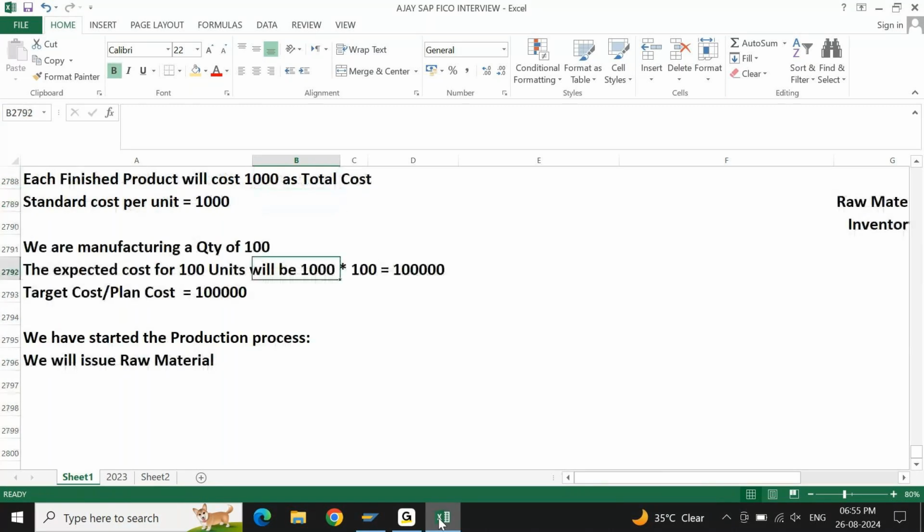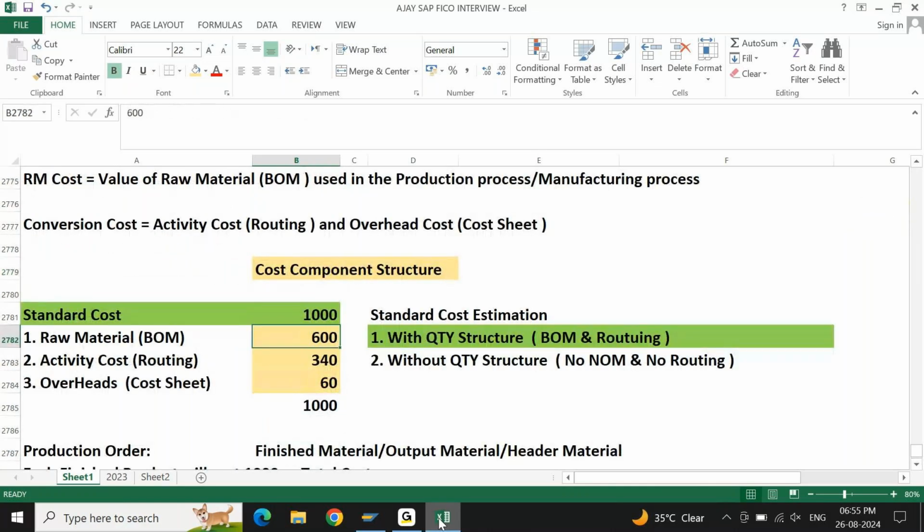For example, as per this, the raw material cost is 600. For how many units is it 600? For each unit.